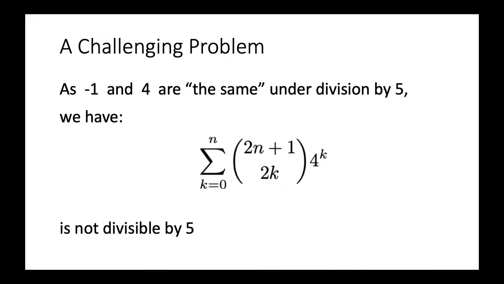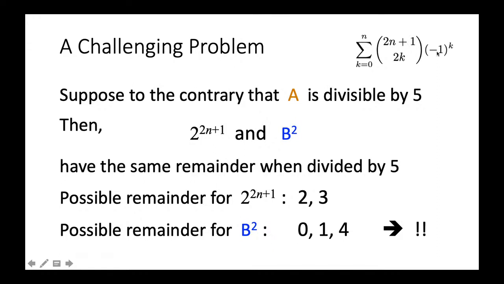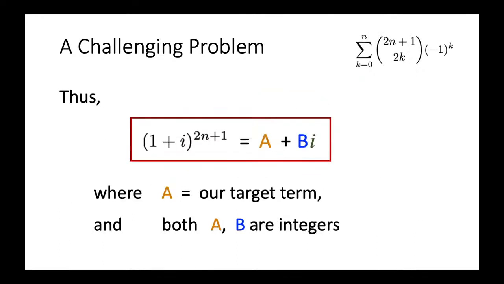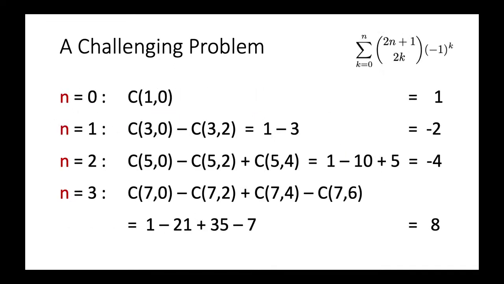Okay, notice that if we are talking about division by 5, then minus 1 and 4 are the same because they have the same remainder when divided by 5. So the original term, although we are writing it as minus 1 to the power k, we can actually replace it by the integer 4 instead here. And immediately we can show that this term is not divisible by 5.